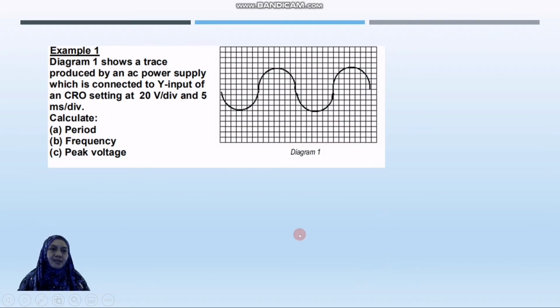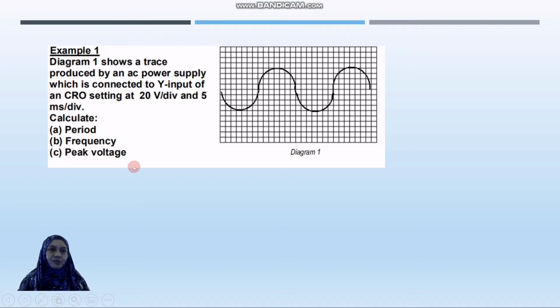And next, let's take a look at example 1. Related to diagram 1, it shows a trace produced by an AC power supply which is connected to the Y input of a CRO set at 20 volt per division. So this is the setting on the Y gain, and 5 millisecond per division, this is the setting on the time base. Yes. So first, find the period.